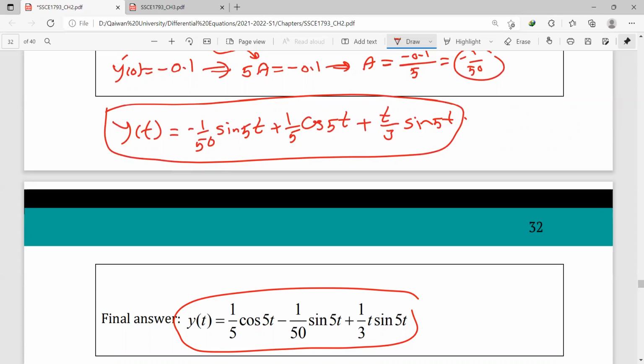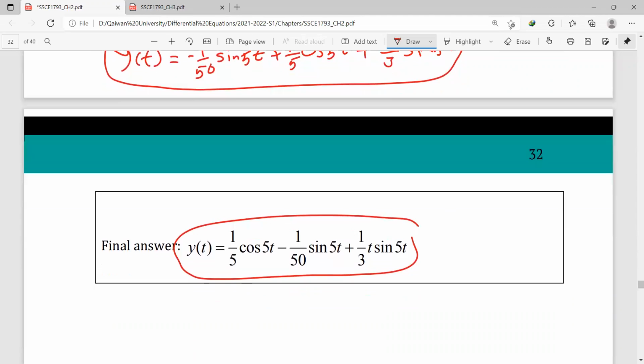It is 1/5 cosine 5t minus 1/50 sine 5t plus t/3 sine 5t. So this is the result for that example.